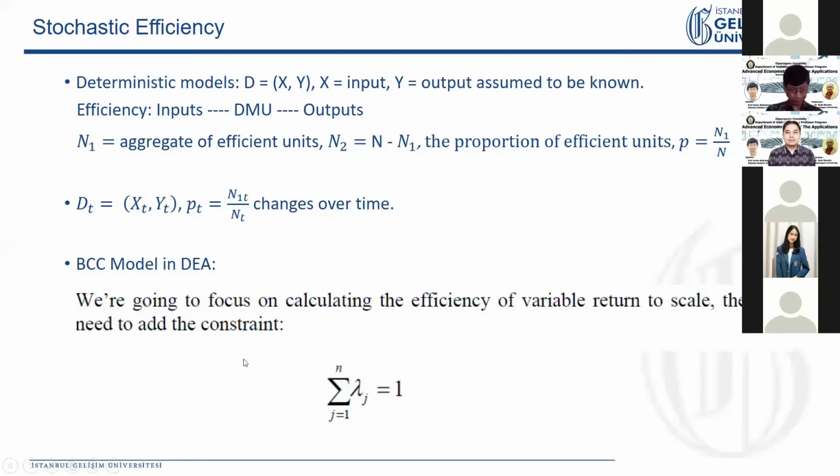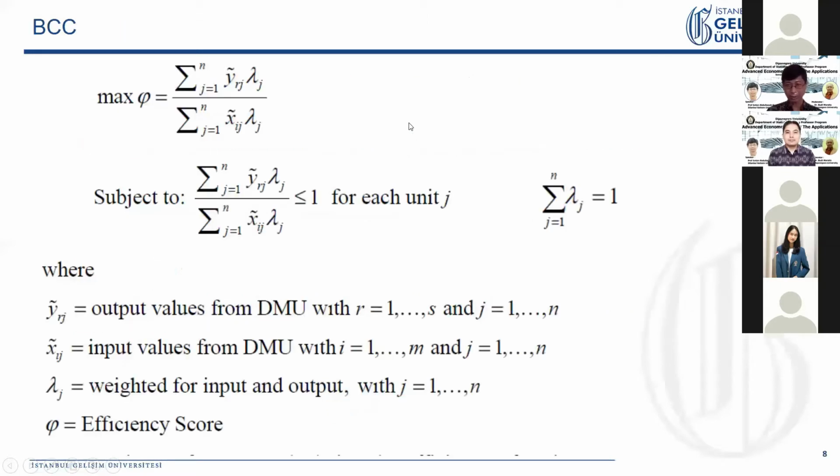Now, when you are dealing with the BCC model, you need to have variable return to scale, or lambda here is equal to 1. Lambda is the weightage. The weightage must be equal to 1. So we can now modify the BCC model to include the stochasticity. First, the BCC model is like this, where we would like to have input orientation, so we would like to maximize the profit or the score.